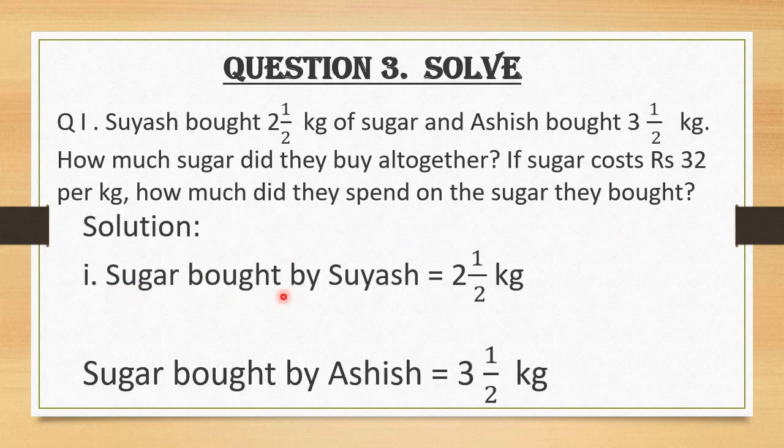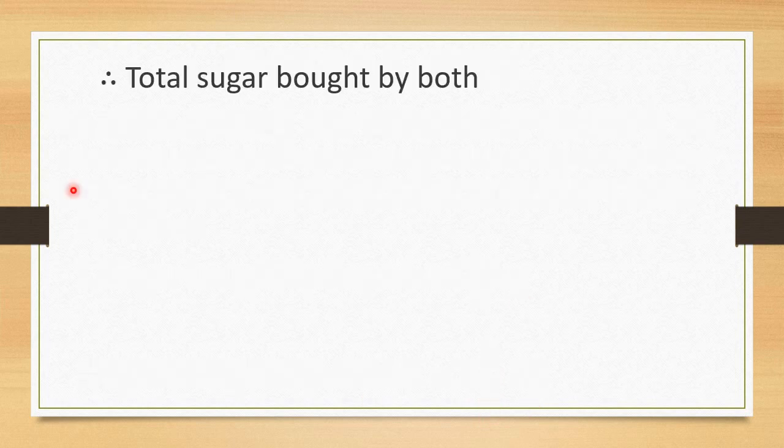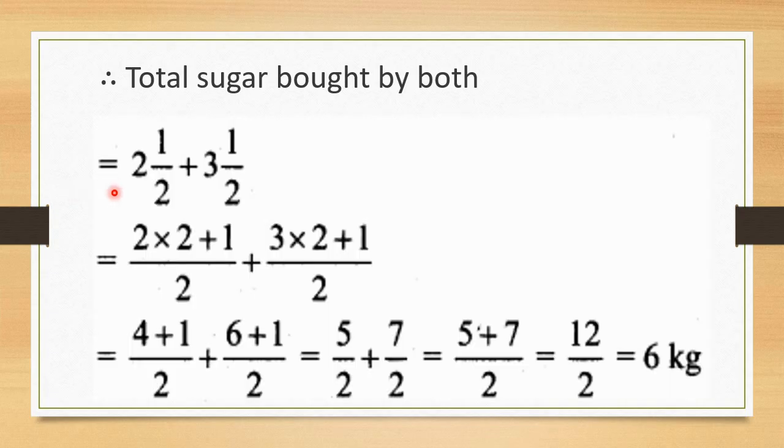Sugar bought by Suyash is equal to 2 and 1 by 2 kg means 2.5 kilogram, and sugar bought by Ashish is equal to 3 and 1 by 2 kilogram means 3.5 kilogram. So total sugar bought by both, that is 2 and 1 by 2 plus 3 and 1 by 2.